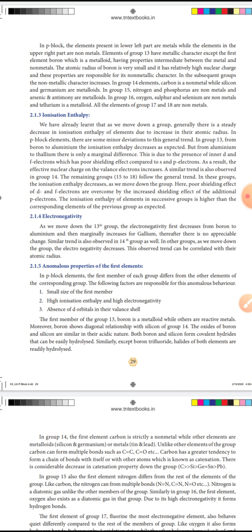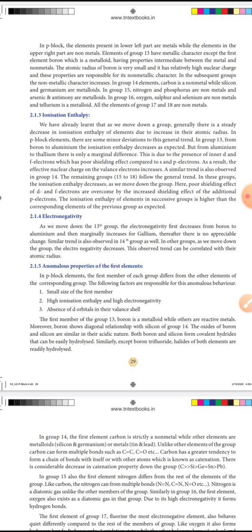Silicon and germanium are metalloids. In group 15, nitrogen and phosphorus are non-metals, and arsenic and antimony are metalloids. In the 16th group, oxygen, sulfur and selenium are non-metals. Tellurium is a metalloid. 17th and 18th groups are non-metals.